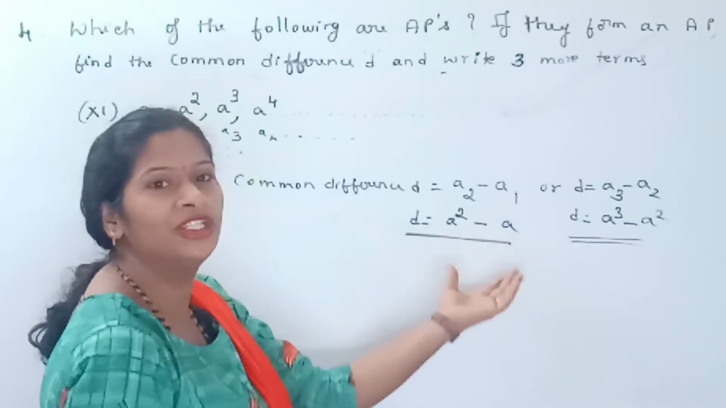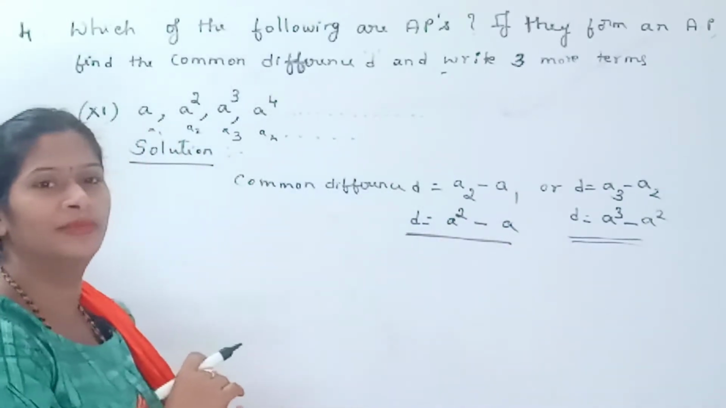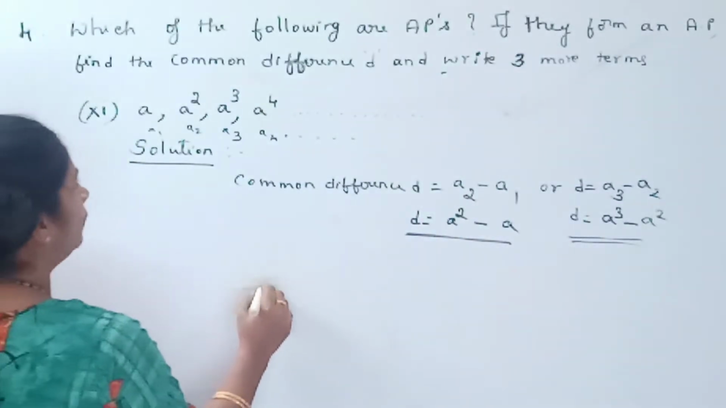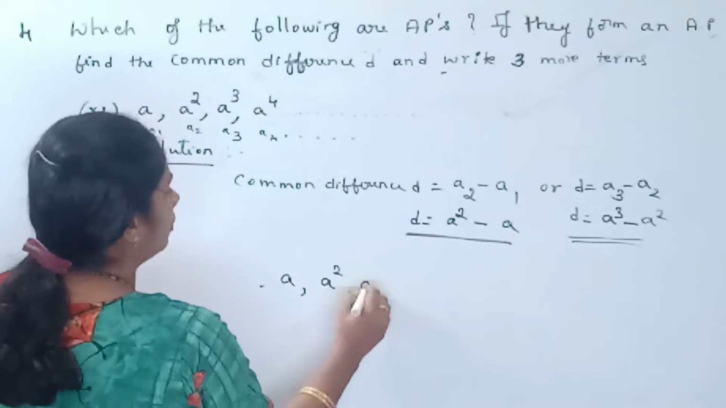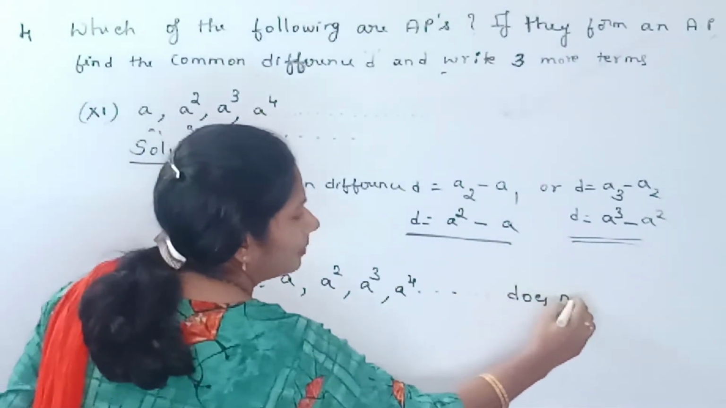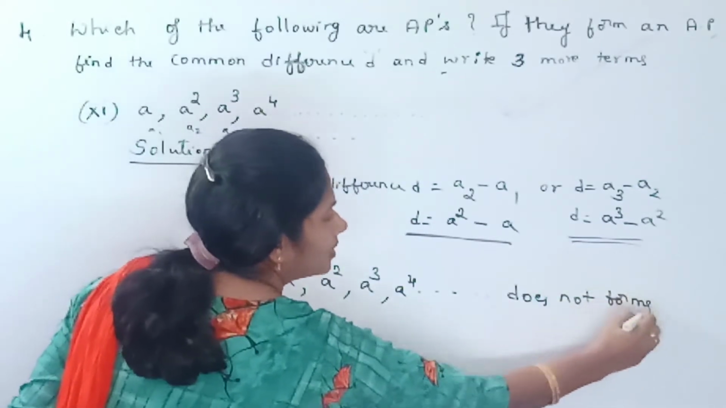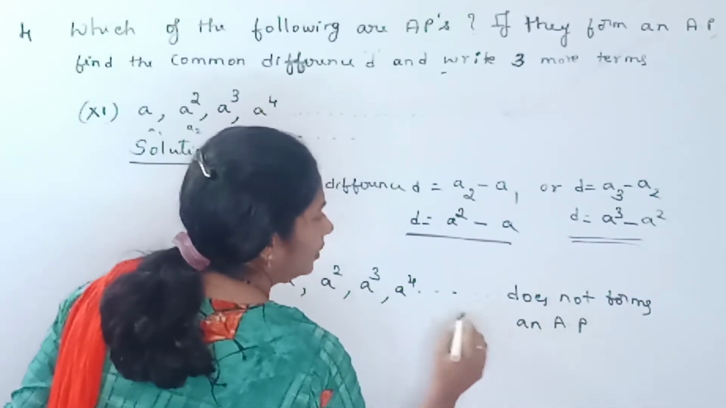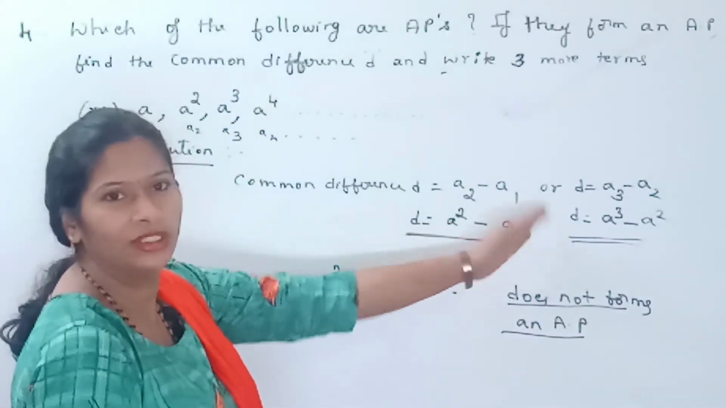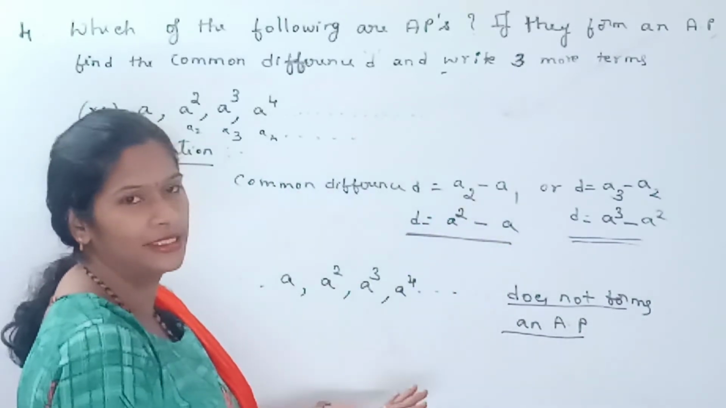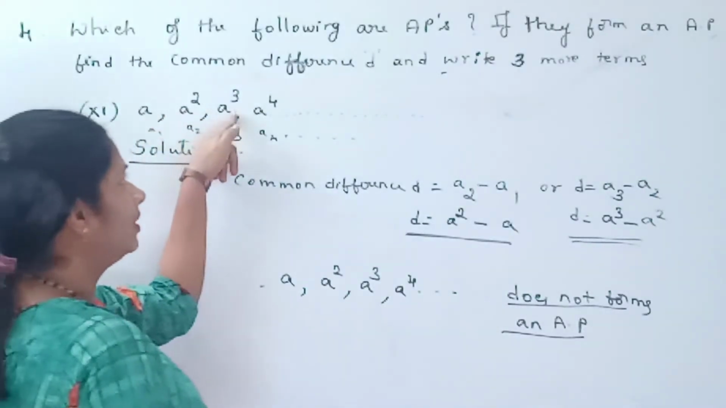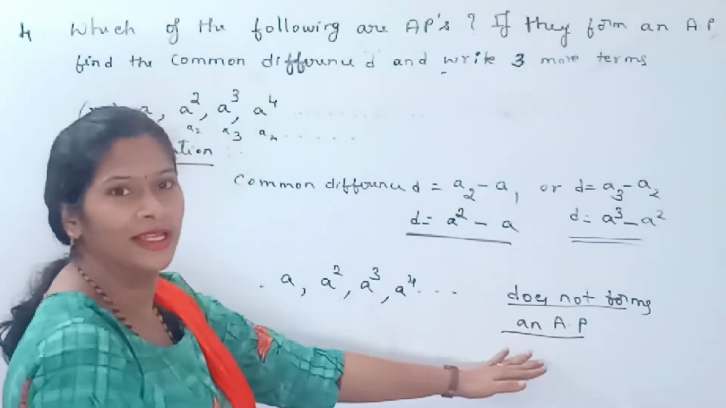The fixed number which we are adding to its preceding term to get the succeeding term is not same. So what is your conclusion? Therefore, A, A square, A cube, A to the power 4 does not form an AP. Why does it not form an AP? Because the common difference is not same. The fixed number which we are adding to its preceding term is not same. So you can write A, A square, A cube, A4 does not form an AP.